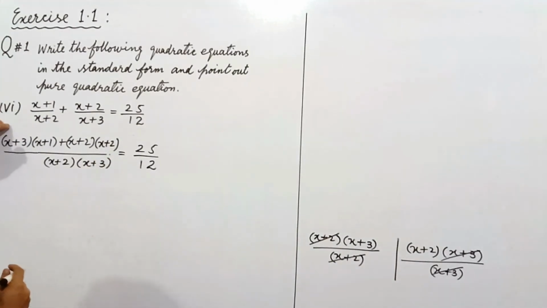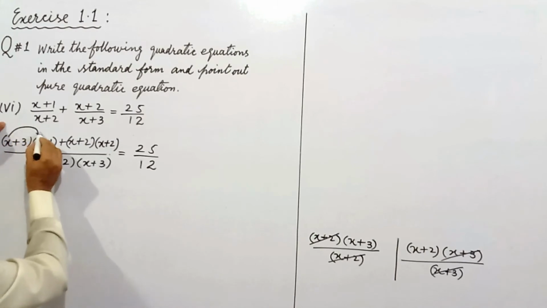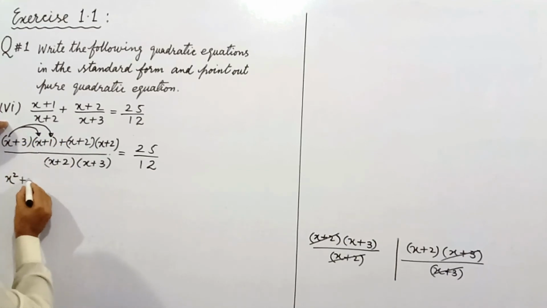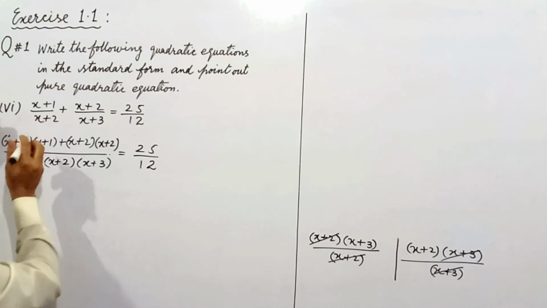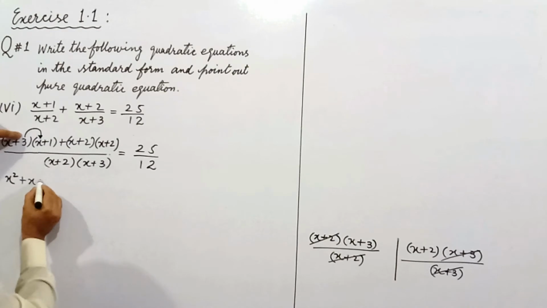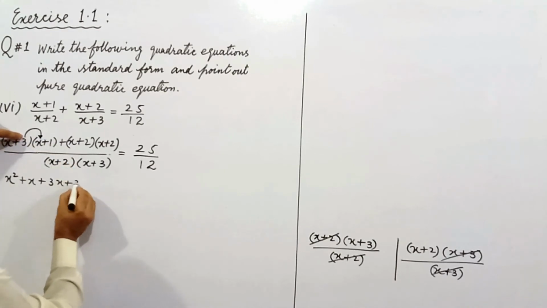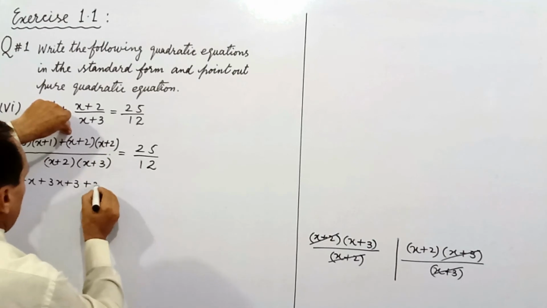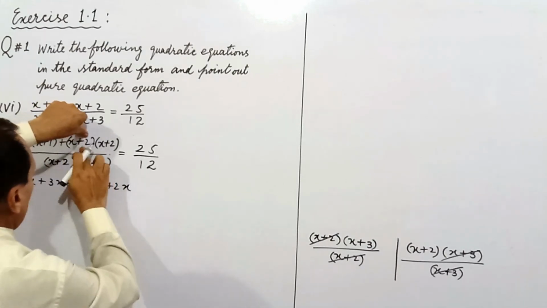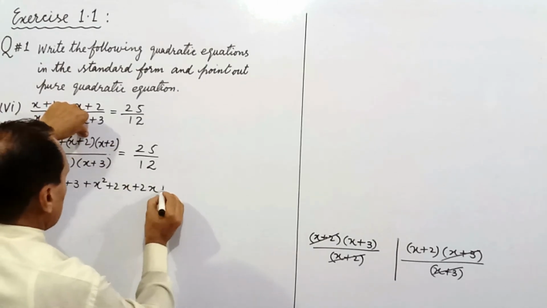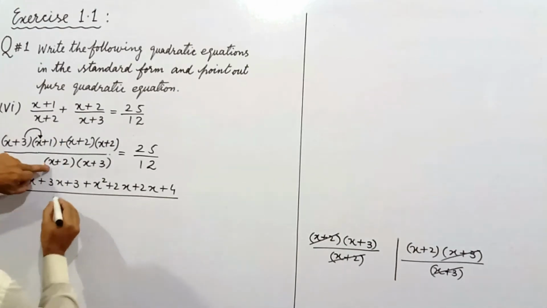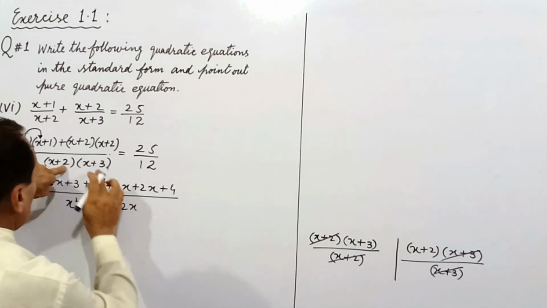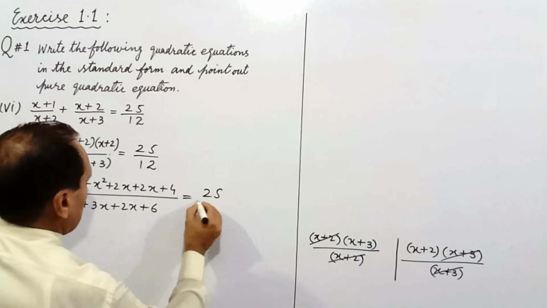In the next step, we multiply directly. First we multiply x to x. We have x square. x is multiplied to 1, we have x. Now in the next, we multiply 3 to x and we get 3x, plus 3 ones are 3. For the next part, plus x is multiplied to x, we have x square. x is multiplied to 2, 2x, 2 ones are 2x, 2 twos are 4. In the denominator, we do the same. x is multiplied to x, x square. x is multiplied to 3, 3x. 2 ones are 2x, 2 threes are 6, equal to 25 over 12.